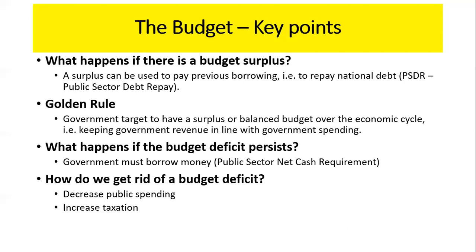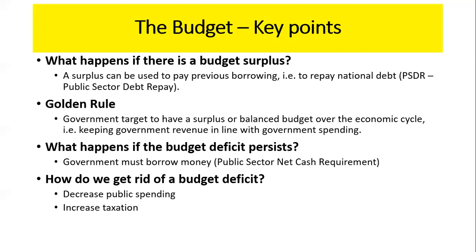We could try and decrease public spending. So the consequence of a budget deficit is that it could lead to governments taking the decision of decreasing public spending. We might have to spend less on schools, on defense, on healthcare, on industry, for example, to try and build up greater revenues and spend less.